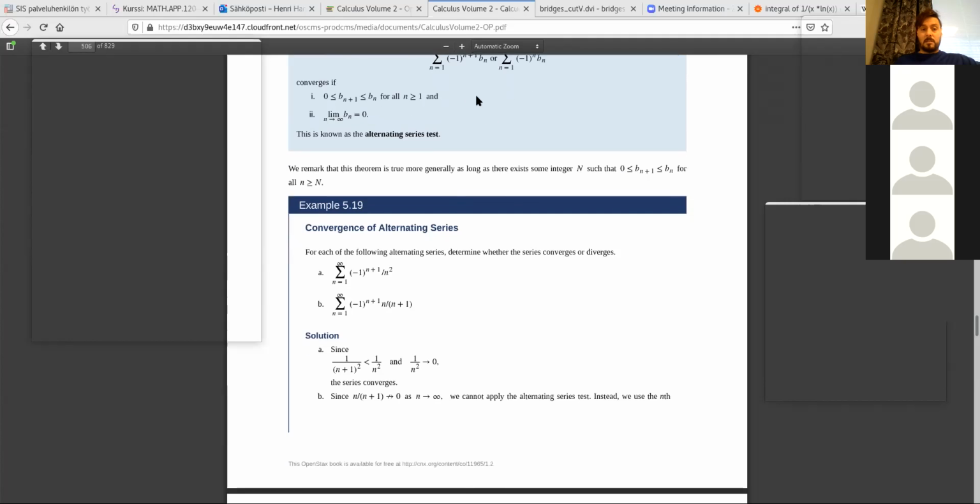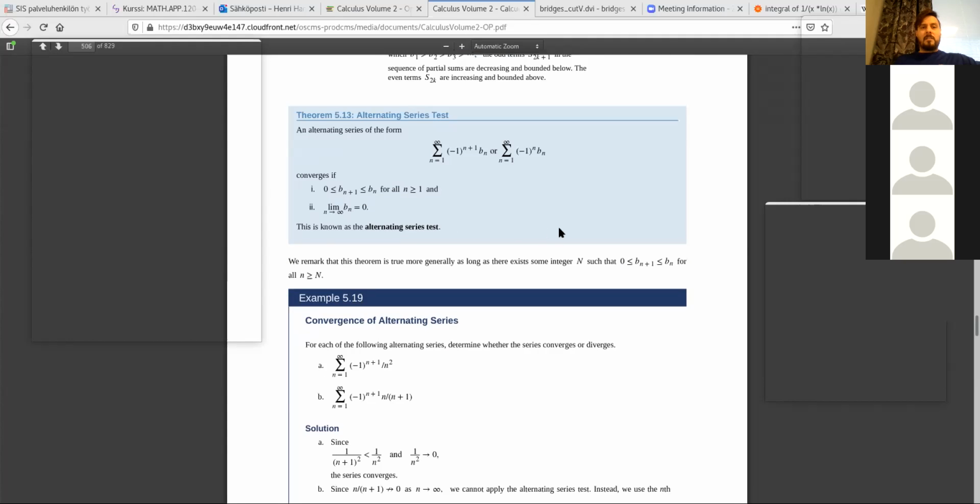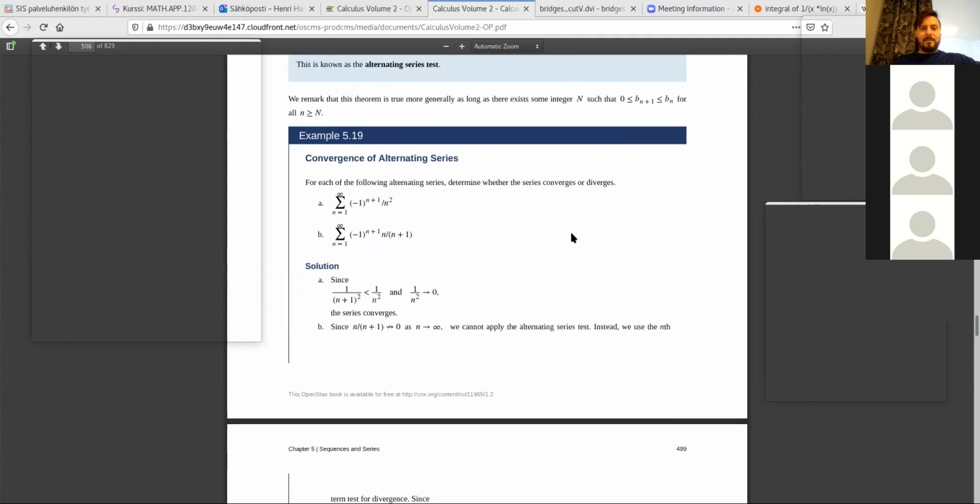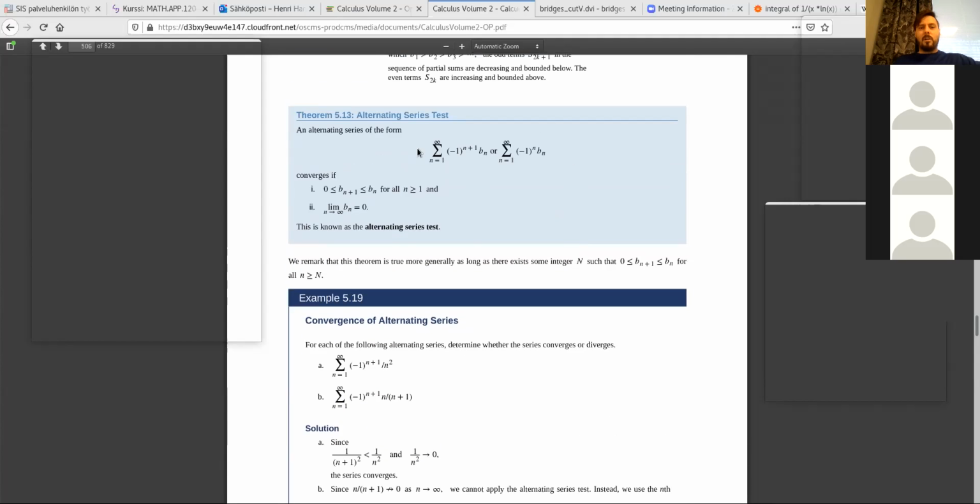They call it the alternating series test. I don't know. 400 years afterwards, they're still playing on this Newton feud, maybe. I don't know. I'm used to calling this the Leibniz criterion, but whatever.